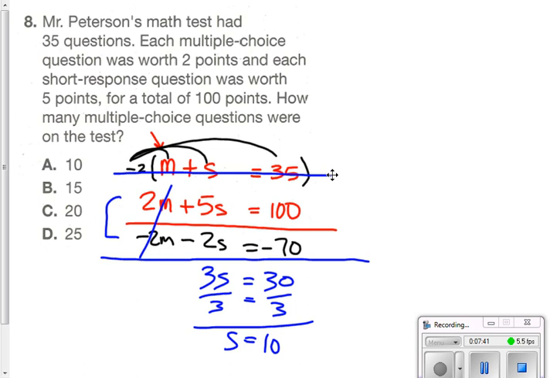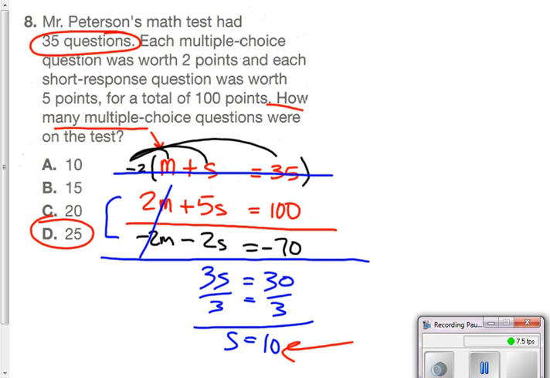So I have 10 short answer questions. I need to figure out how many multiple choice questions there are. It says right here, how many multiple choice questions? Well, we know that there are 35 total questions. 10 of them are s, short answer. So multiple choice would be 25. This concludes the standard 8247 and 8248.